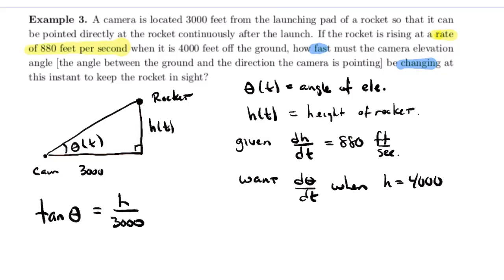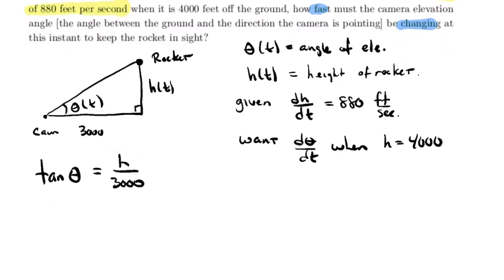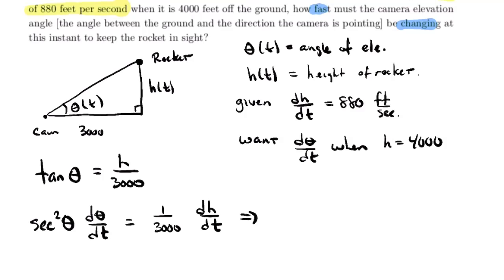So let's differentiate that. We'll differentiate that equation with respect to t. The derivative of tangent is secant squared times d theta/dt, implicit differentiation. That's the quantity I want to know. On the right-hand side, 1 over 3,000 is a constant. The derivative of h with respect to t is dh/dt. So we can solve that by dividing both sides by secant squared, multiplying both sides by cosine squared.